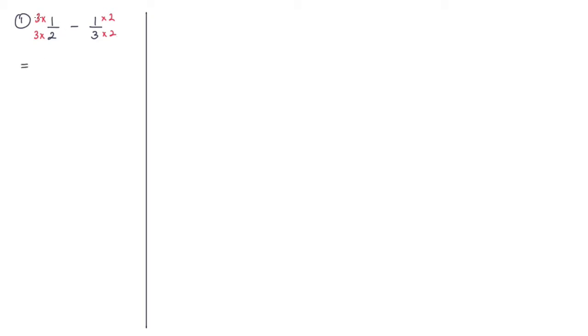Now performing those calculations, 3 times 1 is 3 and 3 2s are 6. And we're subtracting, we have a 2 here and 6. And 3 subtract 2 is 1, and we have a 6 for the denominator. Now be careful, we are not subtracting the denominators. That's a common mistake for some students. And just underline that final answer.